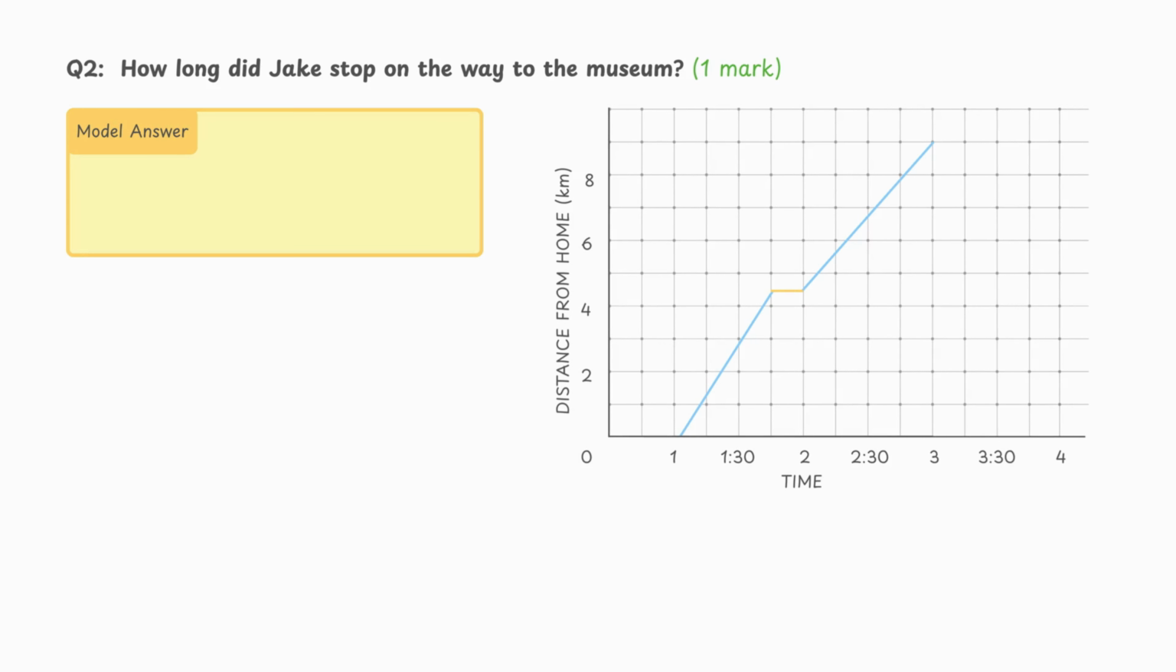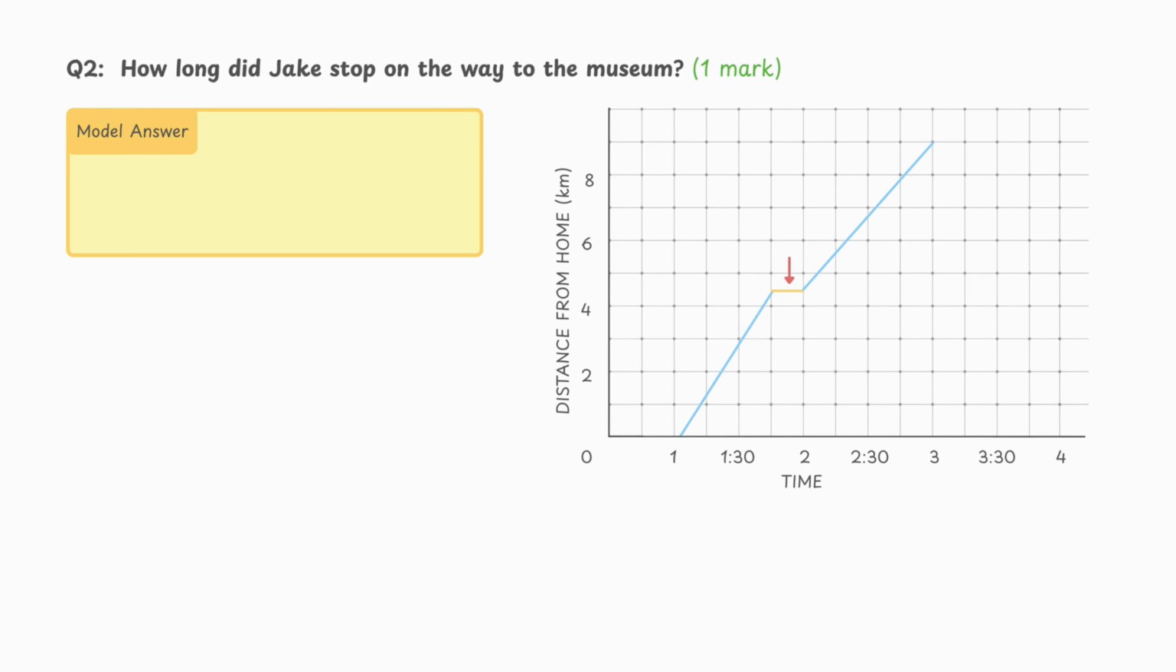Now let's move on to question 2. You can pause the video and try it yourself first. The question asks, how long did Jake stop on the way to the museum? To answer this question, we need to identify where Jake stopped moving. Look carefully at the graph. The flat section of the graph shows that the distance from home does not change.